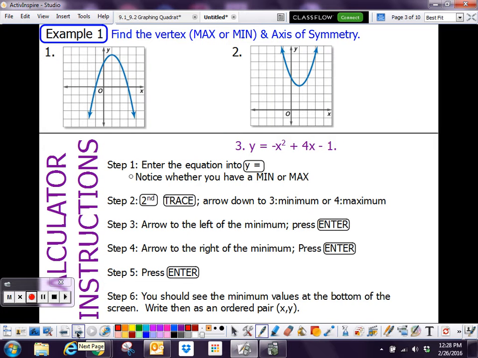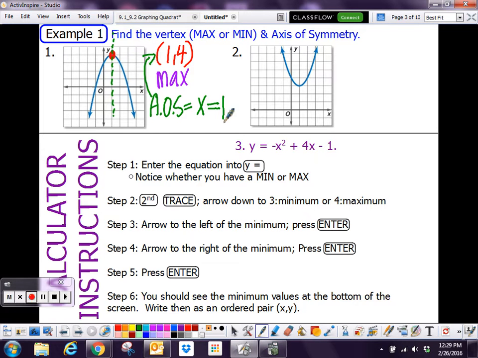First we're just going to look at a couple of graphs on paper. It says find the vertex, max or min, and axis of symmetry. On this first graph, here is my vertex. The vertex is a point on the graph, so that's going to be an ordered pair. My vertex here is (1, 4). We have to decide, is this a min or a max? Well, it's the highest point on my graph, so this would be a max. My axis of symmetry is the vertical line that's going to cut this in half. Remember, because it's vertical, it's going to be x equals, and what's the x value there? You can actually see that from the vertex. There's your x value, so it would be x equals 1.